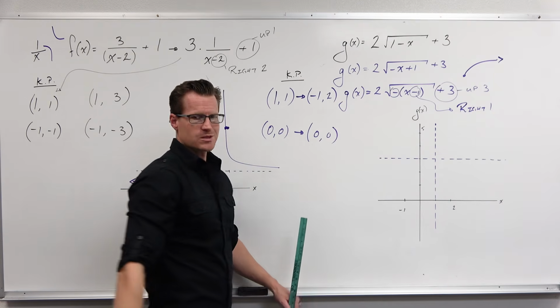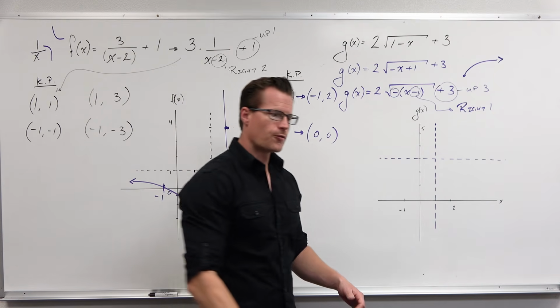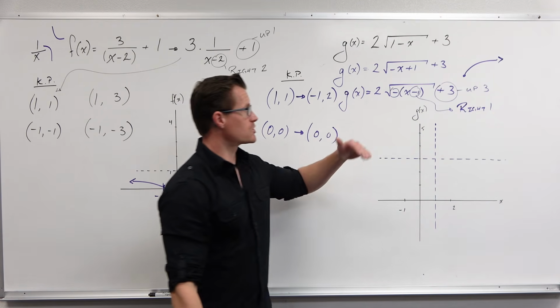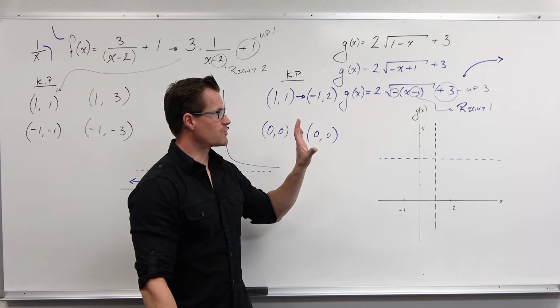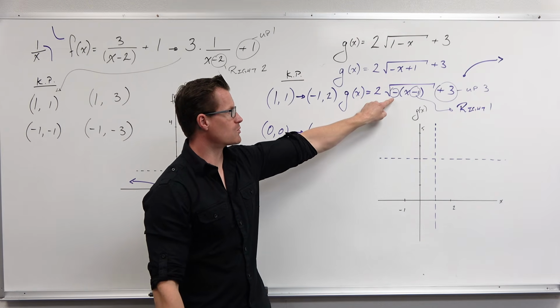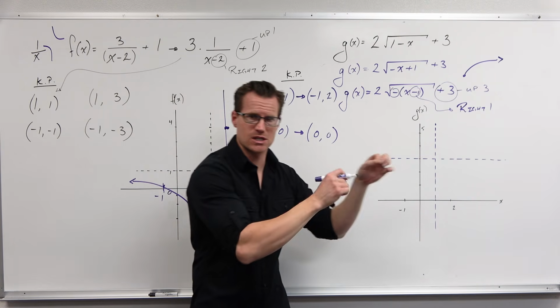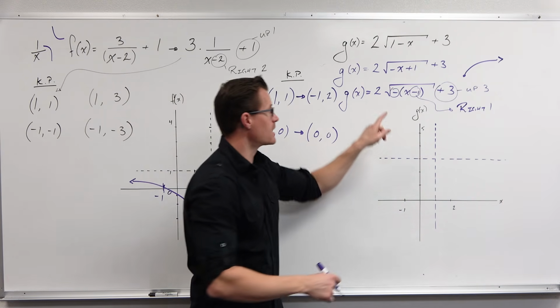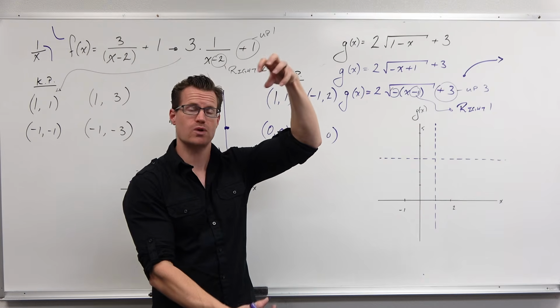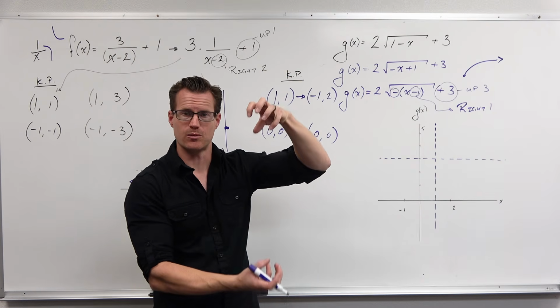So instead of 1, just multiply by 2. There are 4 transformations here. One's a shift up 3. One's a shift right 1. One is reflecting about the y-axis. That's what that does. It affects the input, changing the sign of your input, reflecting about the y-axis. And one is a vertical stretch by a factor of 2. You're multiplying all your outputs by 2.